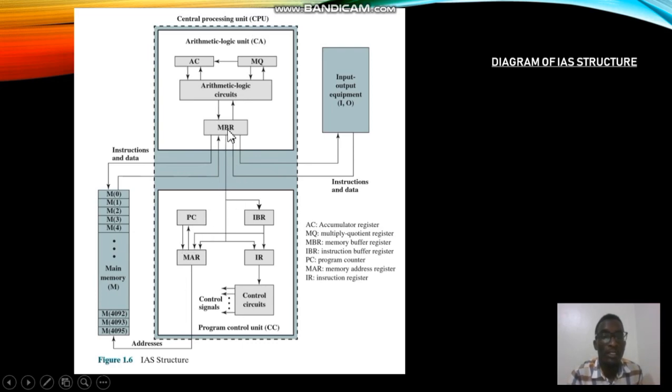Now, from the memory buffer register, data was also sent to the instruction register. The instruction register contained an 8-bit opcode that was being executed, and data from the memory buffer register was also sent to the instruction buffer register. The instruction buffer register was employed to temporarily hold the right-hand instruction from the word in memory. The information from the program counter, the memory address register, and the instruction buffer register, together with the instruction register, was sent to the control units, and these components made up the program control unit.